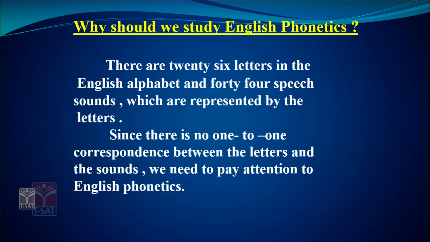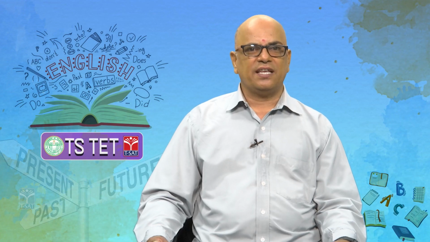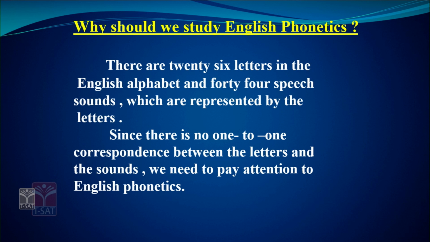For example, we all know the letter C represents K as in cat, camel, and it represents the sound S as in sell, ceiling and receive. Similarly, the cluster CH is pronounced as K as in chemistry, Ch as in cheap and Sh as in parachute. And since there is no correspondence between the letters and the sounds, we need to pay attention to the production of speech sounds in the English language.